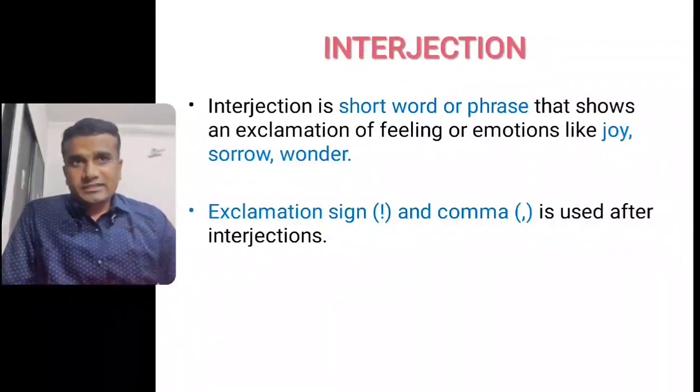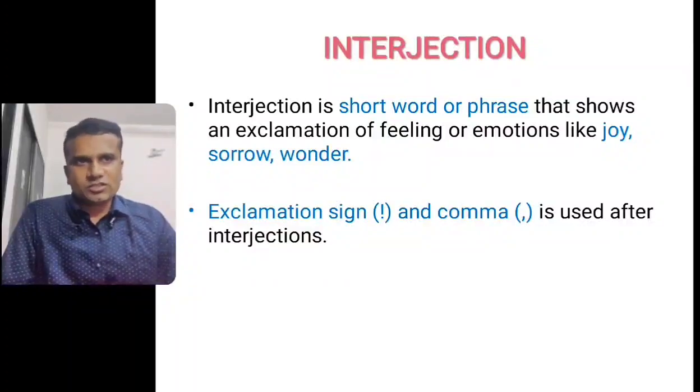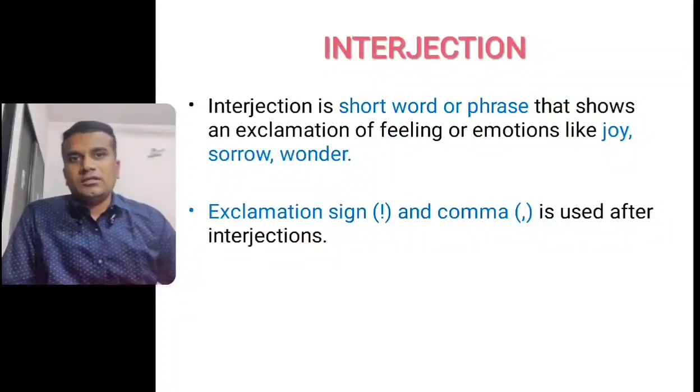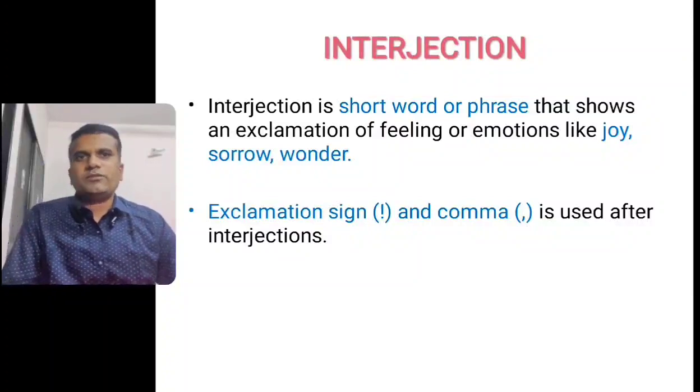The definition of interjection goes like this. An interjection is a short word or phrase that shows an exclamation of feeling or emotions like joy, sorrow, wonder, etc. An exclamation sign and a comma are used after an interjection. It means we have to remember the exclamation mark which is used after an interjection. Sometimes a comma is also used after an interjection. This is what we have to remember.